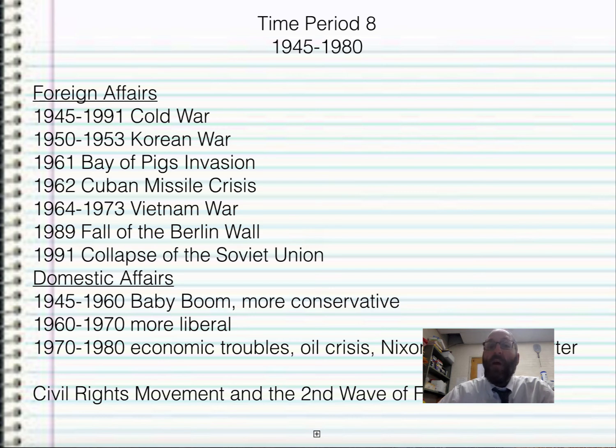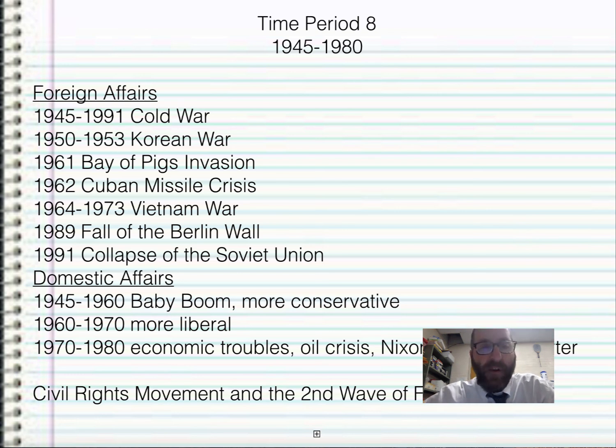We have conflicts with the Soviet Union over our presence in Cuba and the Soviet presence in Cuba. So we tried to overthrow Fidel Castro with the Bay of Pigs invasion. Then we had the Cuban Missile Crisis with the Soviet Union in 1962. The Vietnam War is 1964 to 1973. And then the symbolic end is the fall of the Berlin Wall in 1989. And the Soviet Union collapses in 1991.